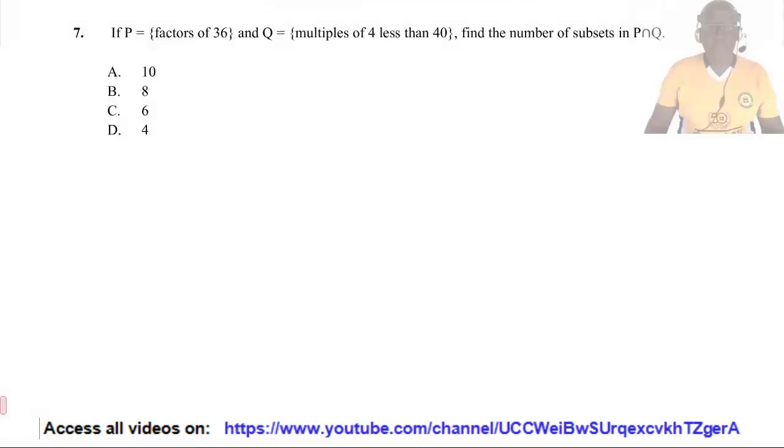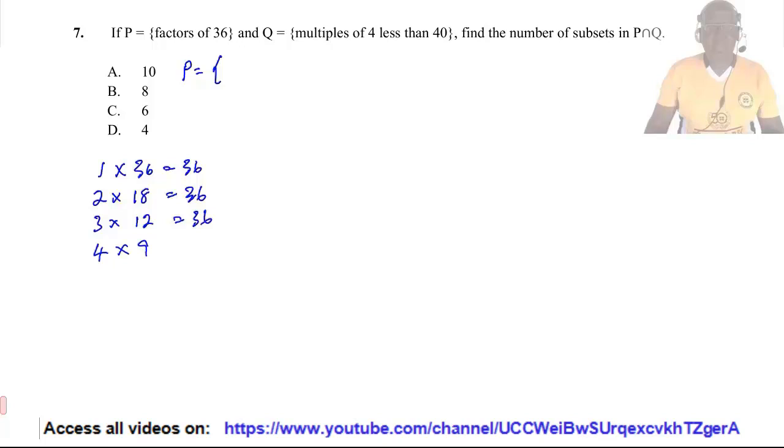Question 7. If the set P equals factors of 36 and the set Q equals multiples of 4 less than 40, find the number of subsets in P intersection Q. P equals factors of 36. We shall write down the factors of 36. 1 times 36 equals 36. 2 times 18 also equals 36. 3 times 12 equals 36. And then 4 times 9 equals 36. The factors of 36 are therefore 1, 2, 3, 4, 9, 12, 18, and 36.